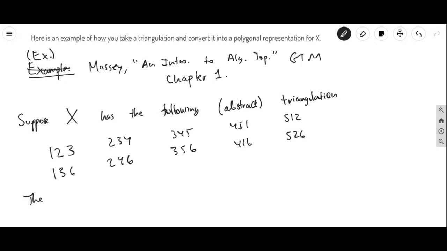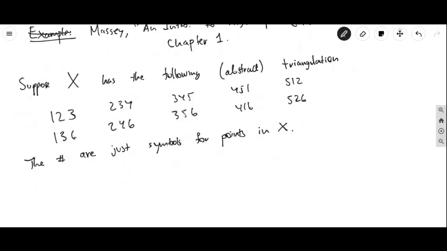So the numbers are just symbols for points in X. Okay, so these are your vertices, vertices of your triangulation. You see, these are triangles because you have 3 of them. You have 3 vertices, and 3 vertices make up a triangle. So these are just symbols. If you wanted to, you can call this P1, P2, P3. But the way you label it does not really make a difference. So Massey just calls them by numbers.